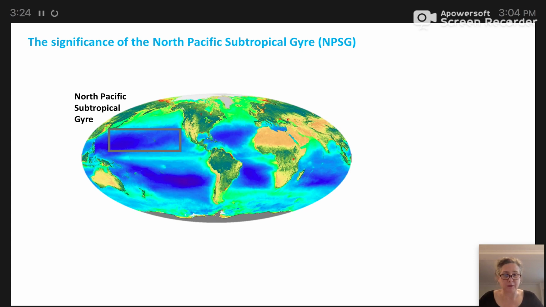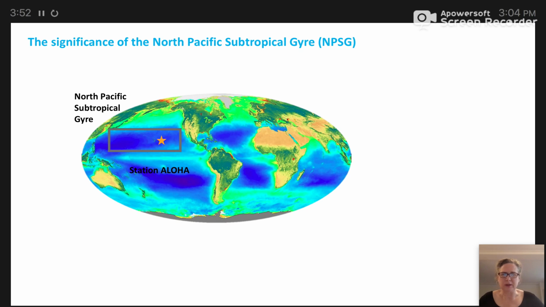Another reason why we focus a lot of our work here is that the U.S. runs a time series site at a place called Station Aloha, which is north of the Hawaiian Islands, and runs regular monthly time series analyses at this location, which allows us to compare our work to the historical record and really frame it in this broader observational understanding.